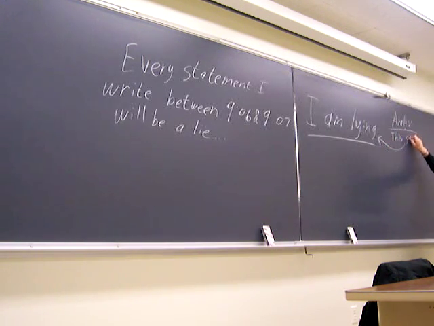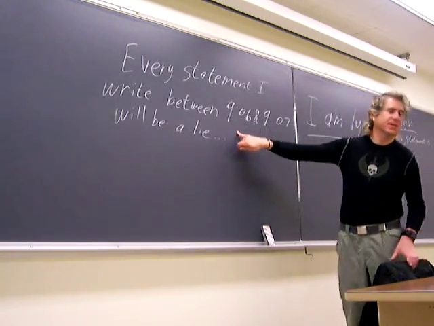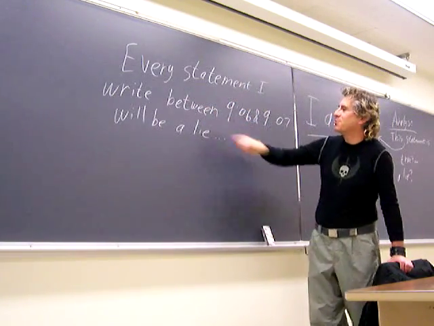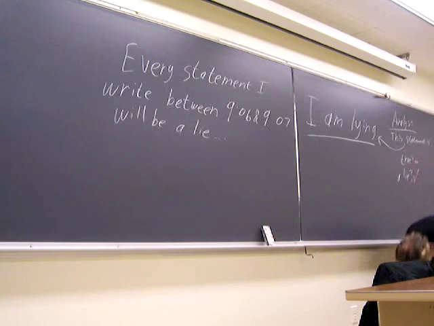This statement, is it true or is it a lie? Well, this was verified by an independent party beforehand. This is an absolutely true statement. Okay, every statement that I was going to write on the board between these times would be a lie. So this must be a lie. Okay, because I wrote it between 906 and 907.